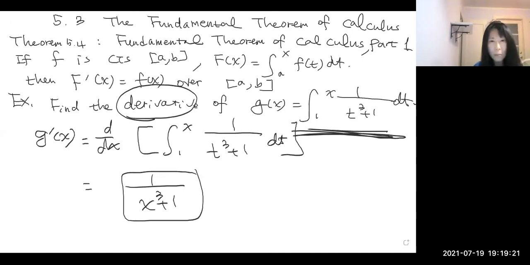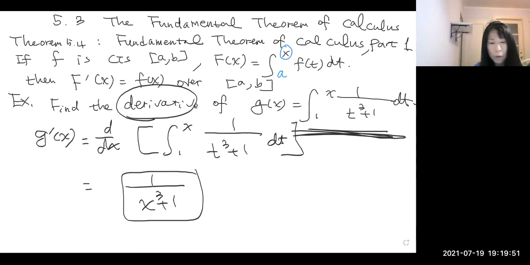But then there must be a restriction: any number is okay for the lower limit. Just a lower limit a, any number is okay. The upper limit is only for x. If there is more than x, then we have to use the chain rule.